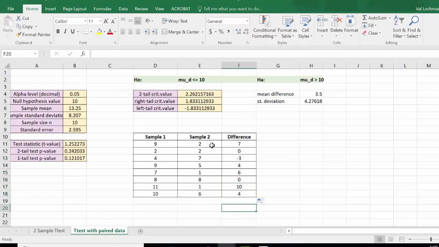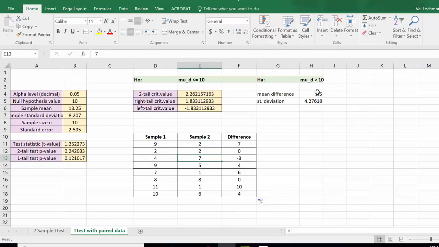Okay, so you can take a look at this data and make sense out of it. This observation is 7 units higher than the observation in sample 2 for the same pair, right? So this is presumably coming from the same individual or subject. There's no difference here, so that's 0. This one is lower than the second one, so -3, and so forth.